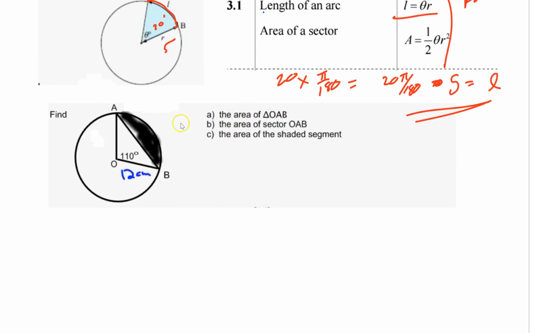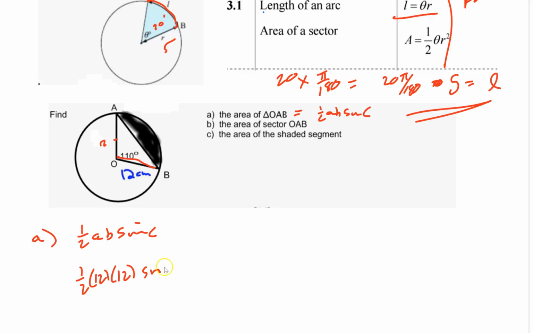Find the area of triangle OAB. So they want me to find the area of this triangle here. Now remember, the area of a triangle is 1/2 ab sine C. So for A here, we're going to do 1/2 ab sine C. Now keep in mind this is a triangle, and it's actually a circle too, right? So this is a radius. So if that's 12, this is 12. So it's going to be 1/2 times 12 times 12 times sine of 110. Put that in your calculator, get a number.